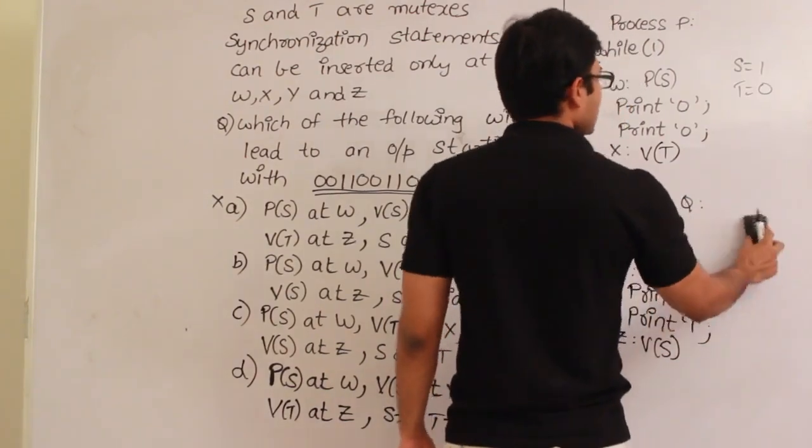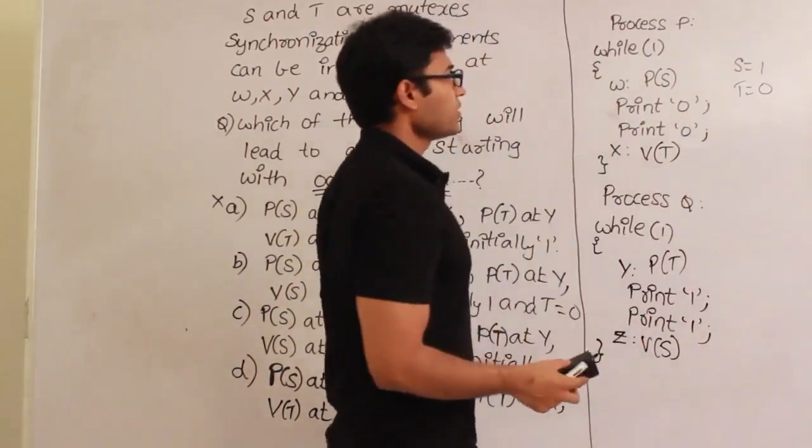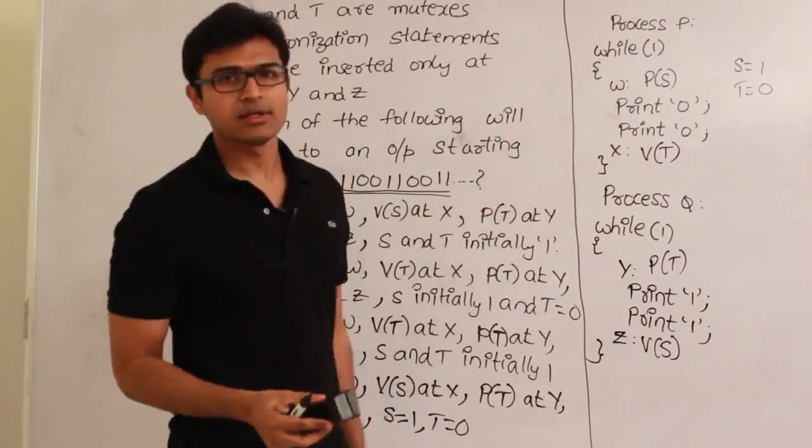Now see this, only S is 1 and T is 0. So anyone who is waiting on T will never enter the loop, right?